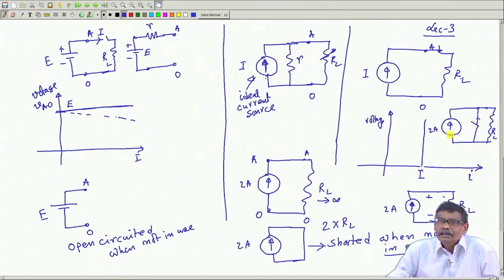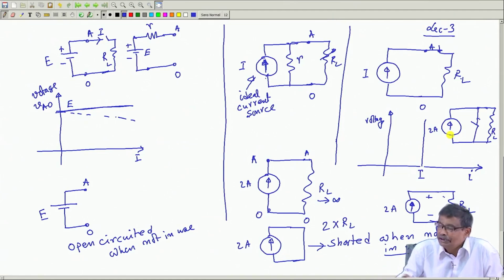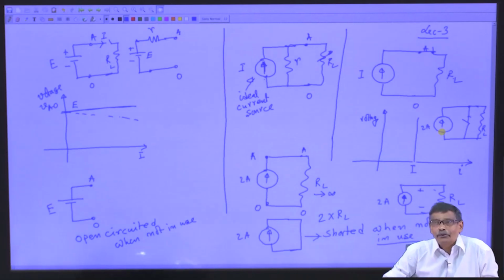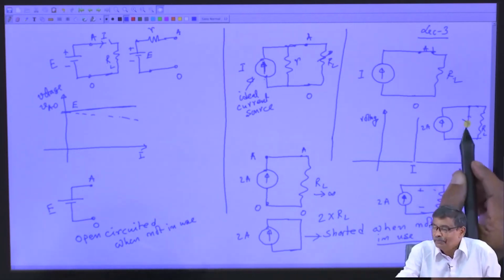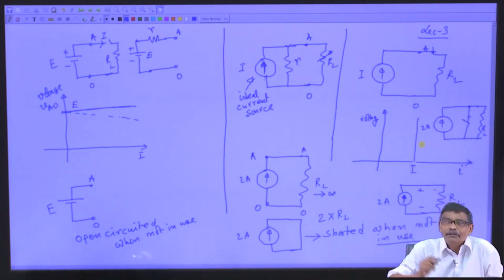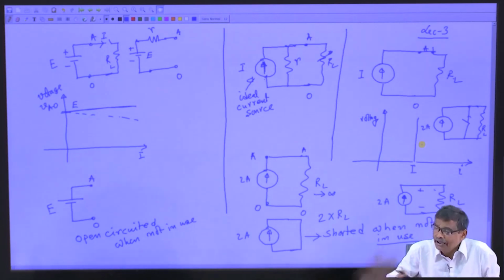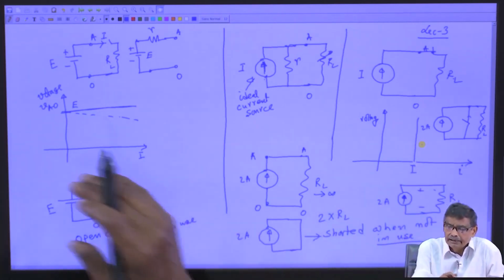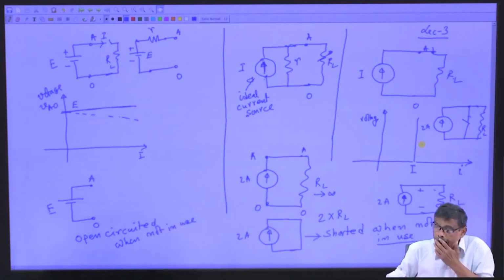Therefore, you see if you imagine all sources available are current sources, then to energize a circuit your switch should be parallel across the load, like this. When to be in use, you open it, 2 ampere will flow. Anyway, these are very interesting things and should be understood.